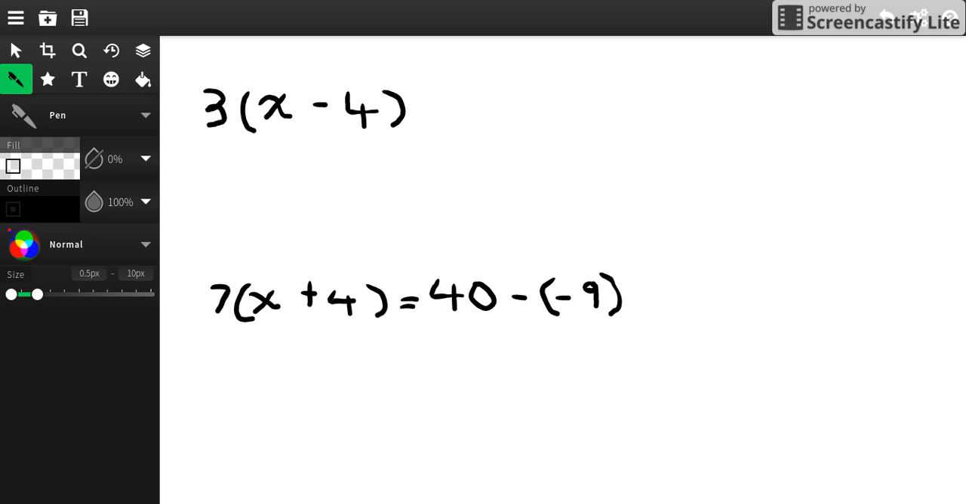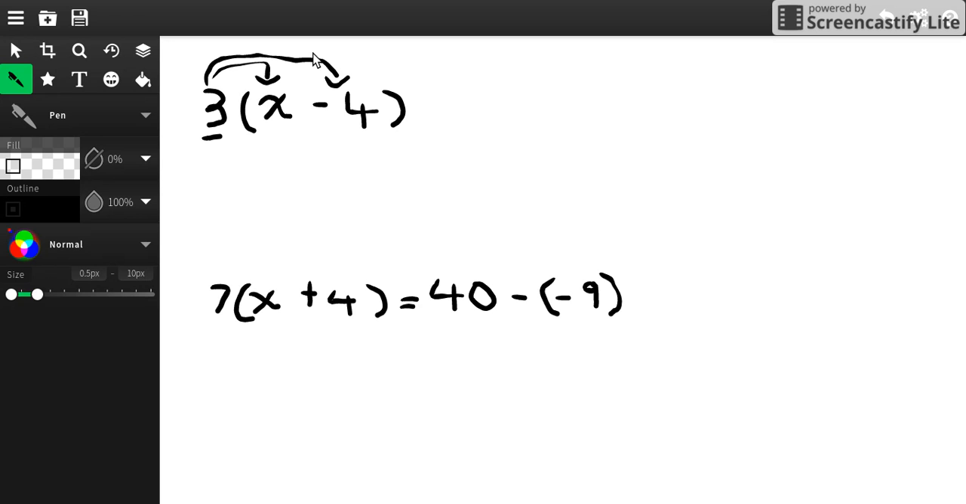Now what the distributive property is, is that we can take the term that's outside of the parentheses and multiply it by each term inside the parentheses, which means in this case I would multiply 3 times x as well as 3 times negative 4. I'm multiplying the term that's outside the parentheses, which is 3, times each of the terms that's inside the parentheses, which is x and negative 4.